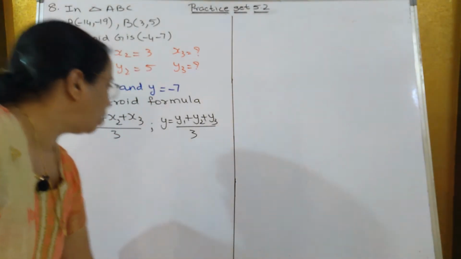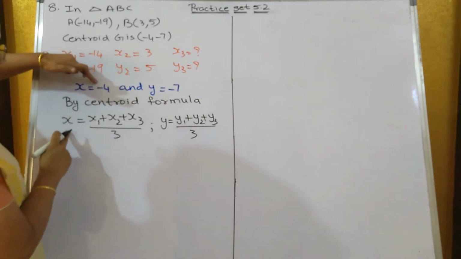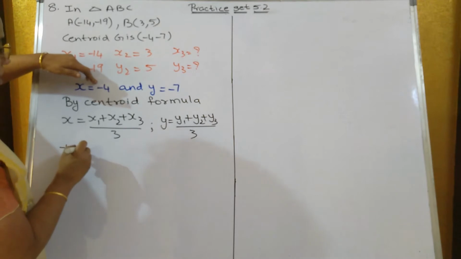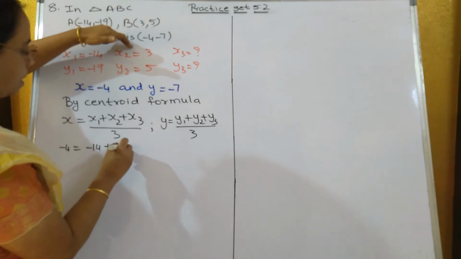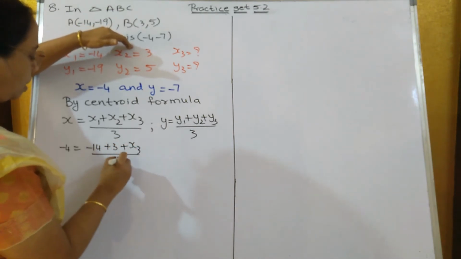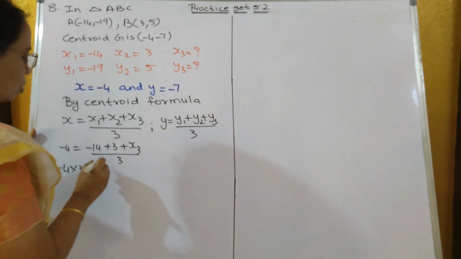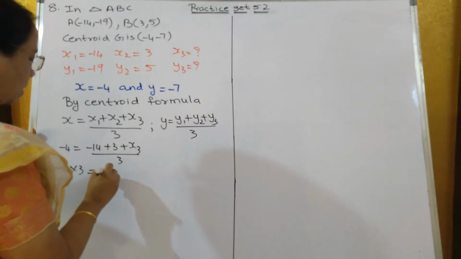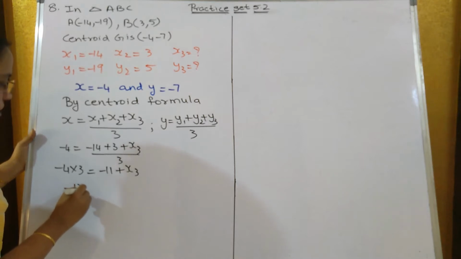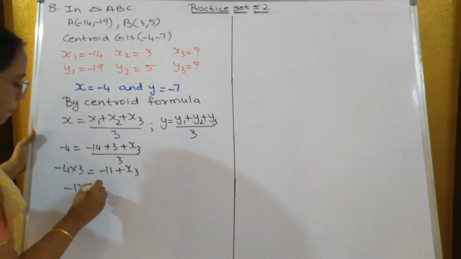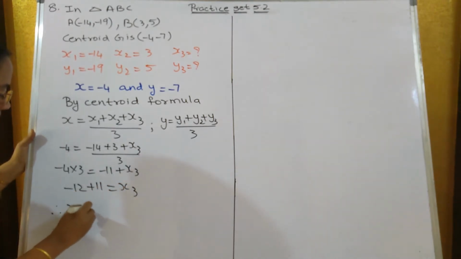So by the centroid formula, x is equal to x1 plus x2 plus x3 upon 3. X is already given, so minus 4 is equal to minus 14 plus 3 plus x3 upon 3. Take this 3 to the other side, you get minus 4 into 3 is equal to minus 14 plus 3, which is minus 11, plus x3. Now minus 4 into 3 is minus 12. Bring this minus 11 to this side, it becomes plus 11, so minus 12 plus 11 is equal to x3.